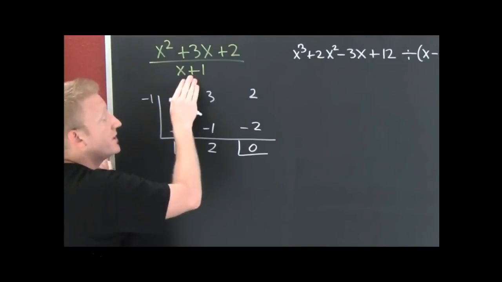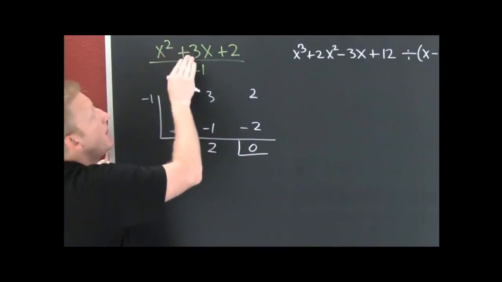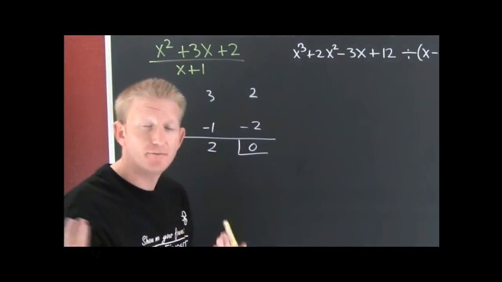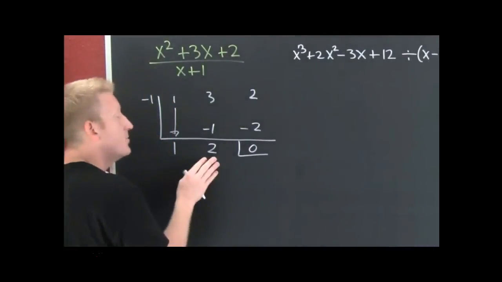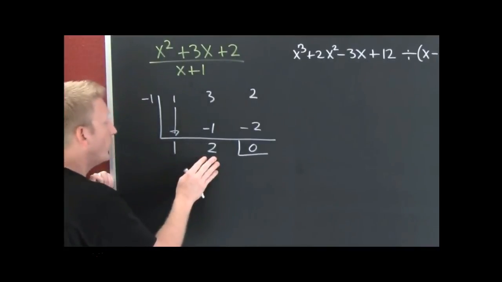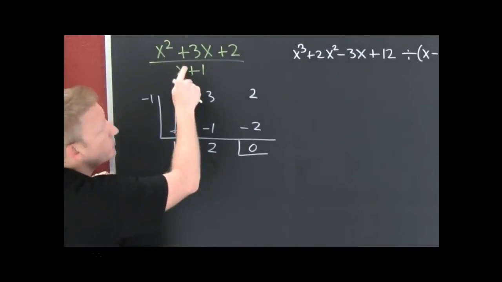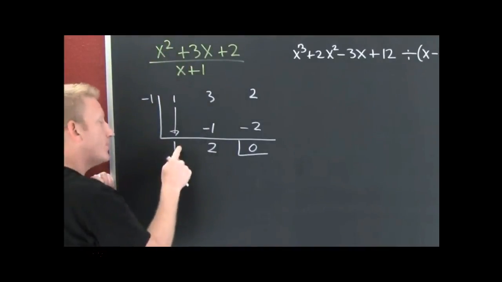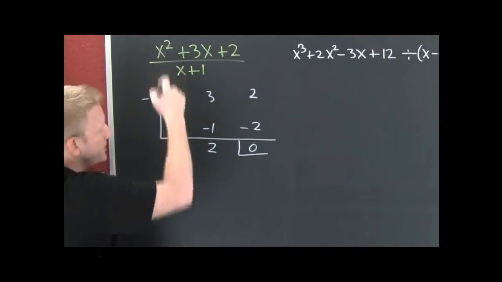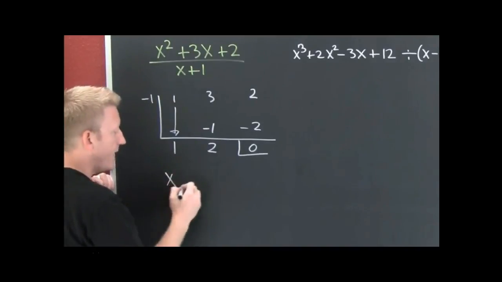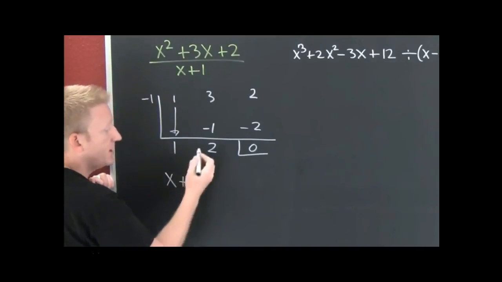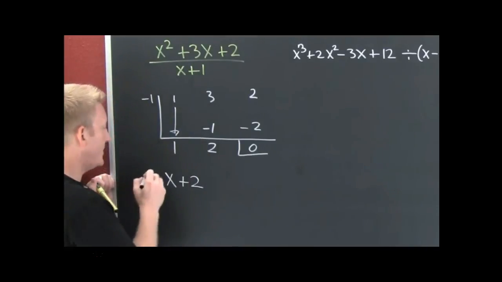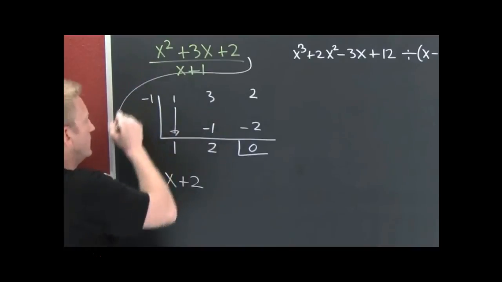What does this mean? This means that x plus 1 is a factor of x squared plus 3x plus 2. You're going to be using something called the factor theorem to determine that, but that's neither here nor there. We're taking 1 degree out of the numerator. It was a degree of 2, so now I want to write my answer as 1 degree less than 2, which is 1. x plus 2 is going to be the quotient of those two polynomials.